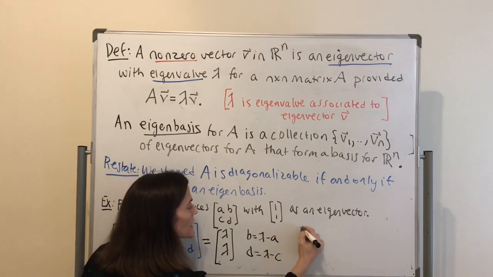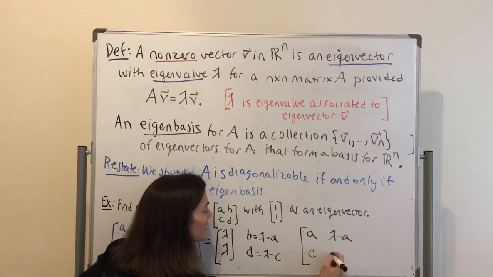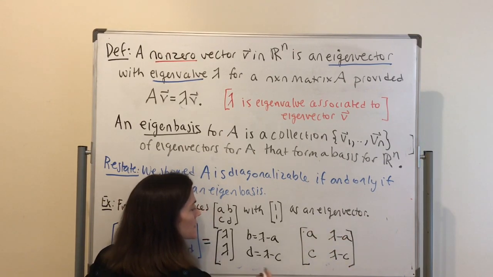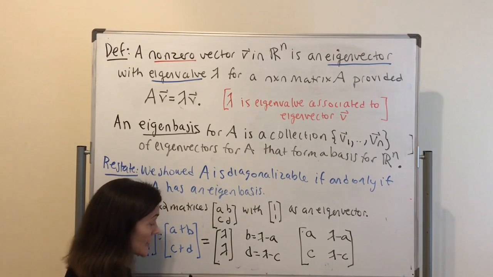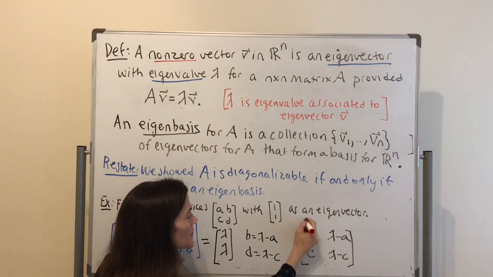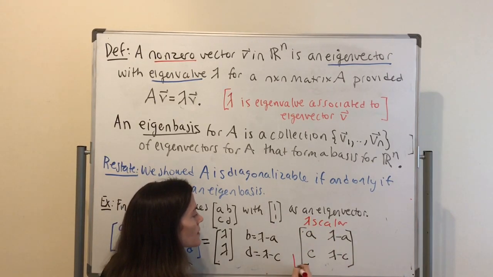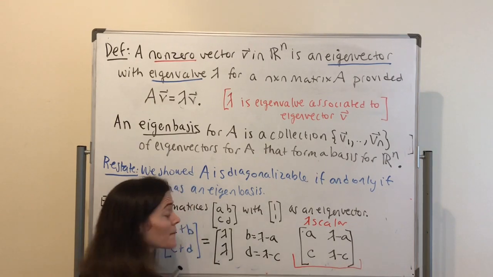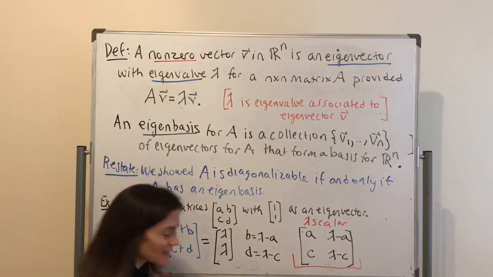And so the answer here is all matrices with A and C as anything, and we get lambda minus A, lambda minus C. And this is for, pardon me, this is for any lambda. So for lambda scalar, this would be the form of our matrix. This is all matrices, 2 by 2, that have this as an eigenvector.